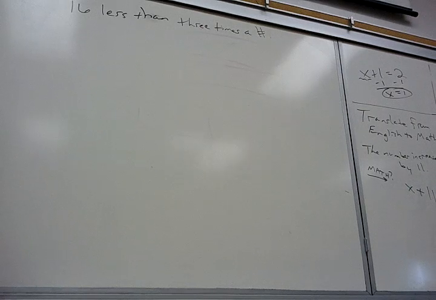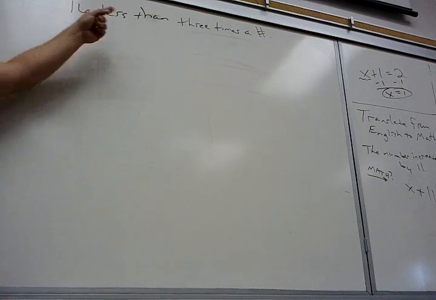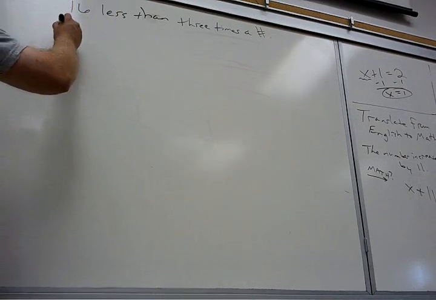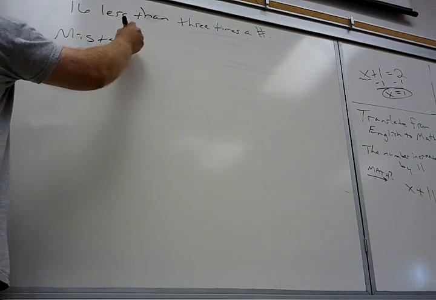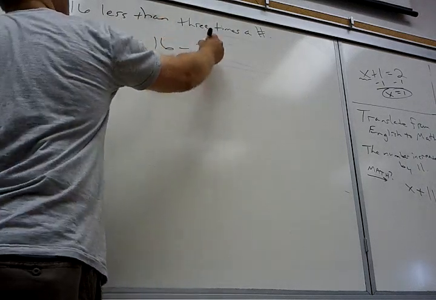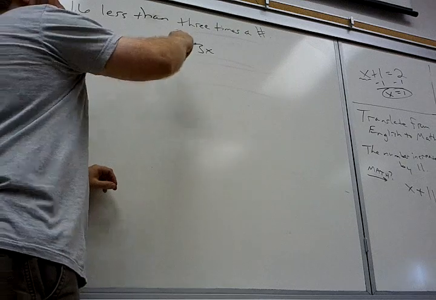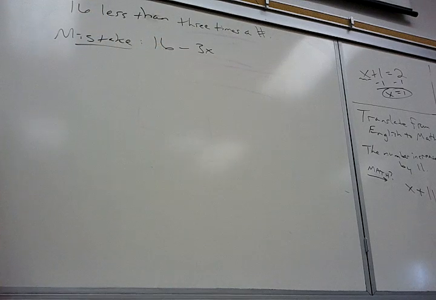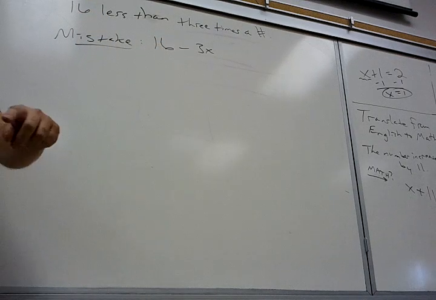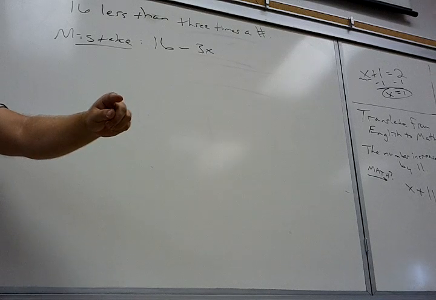Okay, so I got one vote for 2x minus 16. 3x minus 16, yeah, 3 times. So the most common mistake is to take it the way the words are given. The most common mistake is to write 16 minus 3x. And when you do that on a word problem, that's when you start trying to tell me that the length of your shed is negative 8 feet.